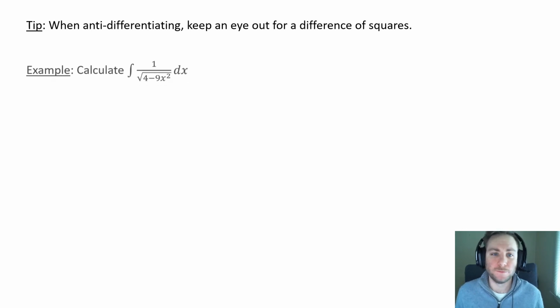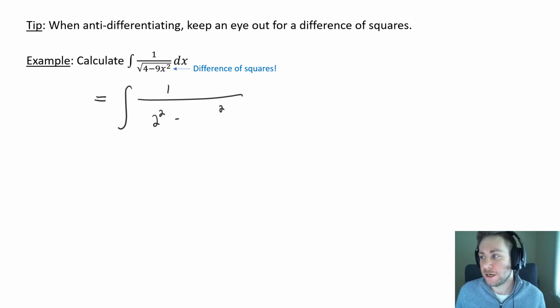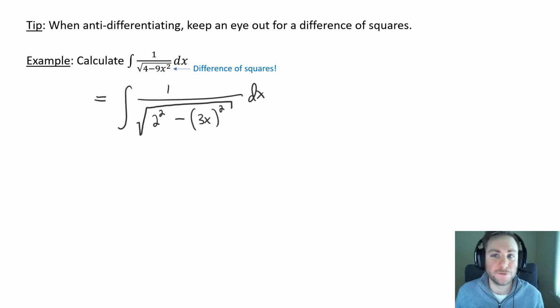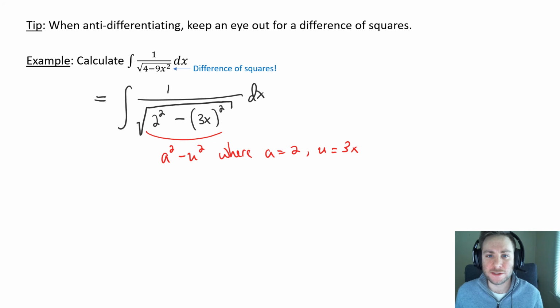Let's try an example. You would have an impossibly hard time with this integral if you didn't think about it the right way. But the second you notice there's a difference of squares here, everything actually falls into place pretty easily. I could suggest rewriting the denominator in a way that emphasizes the difference of squares. And once you've done that, you can more clearly see that structure of a squared minus u squared here, where in this case, a would be 2 and u would be 3x.